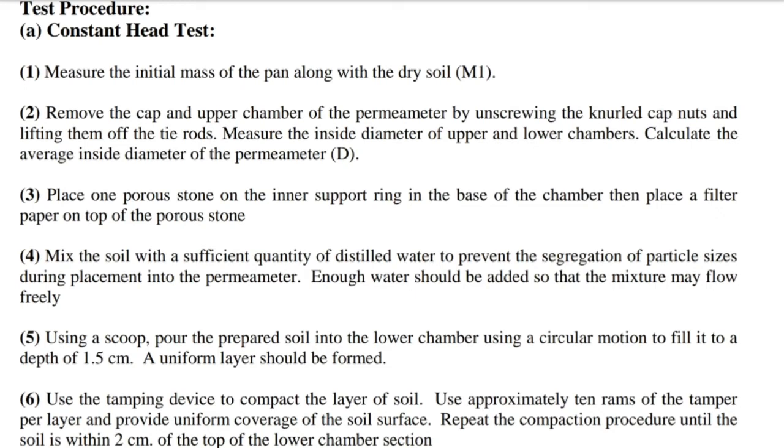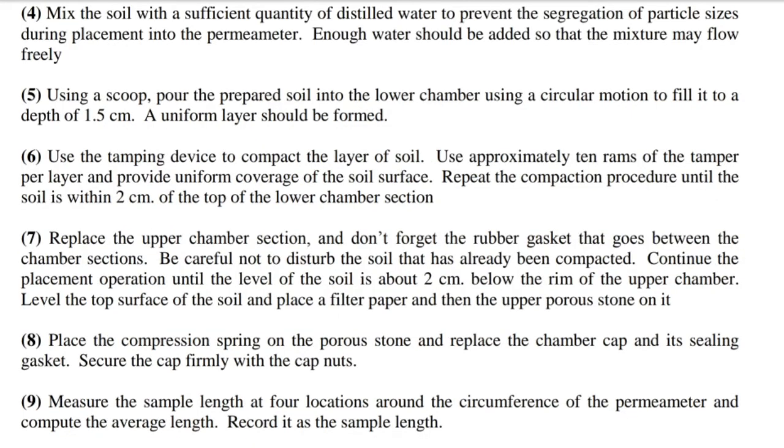6. Use the tamping device to compact the layer of soil. Use approximately 10 gram of the tamper per layer and provide uniform coverage of the soil surface. Repeat the compaction procedure until the soil is within 2 cm of the top of the lower chamber section. 7. Replace the upper chamber section, and don't forget the rubber gasket that goes between the chamber sections. Be careful not to disturb the soil that has already been compacted.